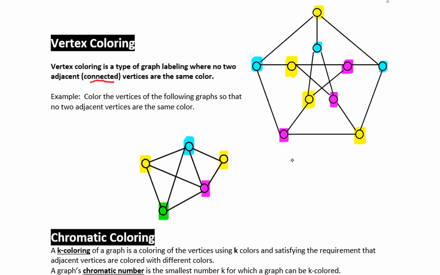Now the thing about vertex coloring, when you're dealing with a vertex, you may need more than 4 colors. And that's okay.